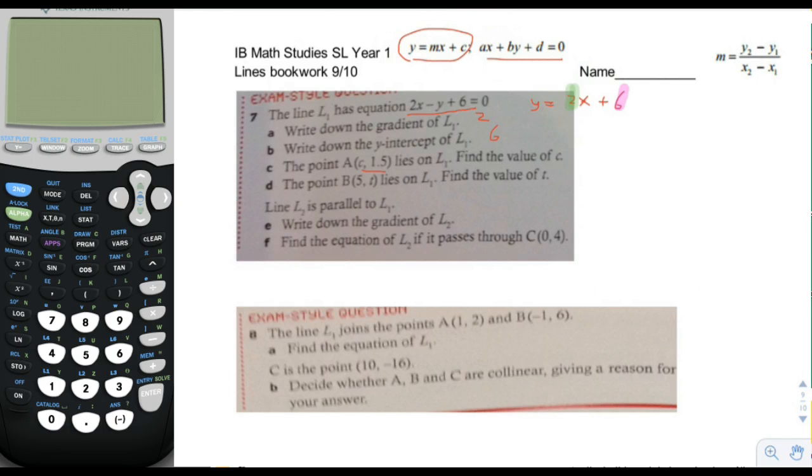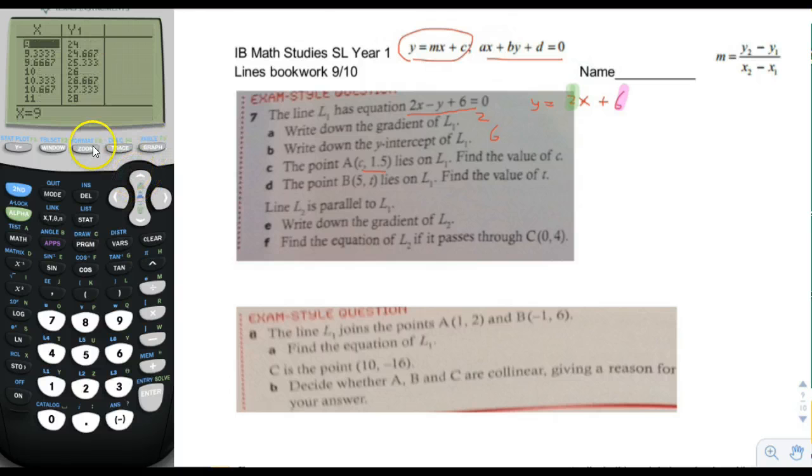Well, since we have an equation already for the line, the first thing we're going to do is enter the equation into the calculator and graph it, because we can always get good information doing that. So we'll put y equals 2x plus 6. And then we're going to graph it. And then what it says is it wants to know when y equals 1.5. So let's use the table to do that. When is y equal to 1.5?